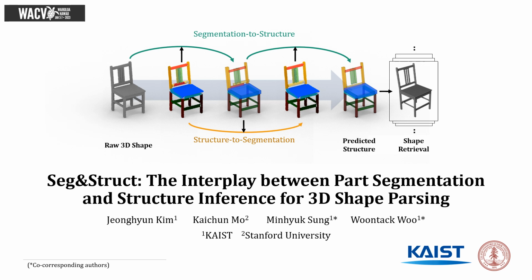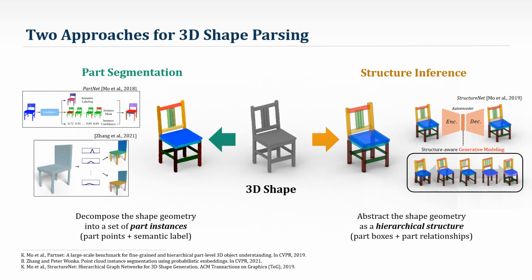We present Seg&Struct, the interplay between part segmentation and structure inference for 3D shape parsing. There are mainly two approaches for 3D shape parsing: part segmentation and structure inference. Part segmentation decomposes the shape geometry into a set of part instances. On the other hand, structure inference abstracts the shape as a hierarchical structure, including part bounding boxes and part relationships such as symmetry and adjacency.